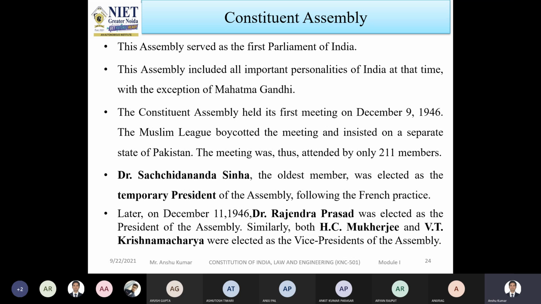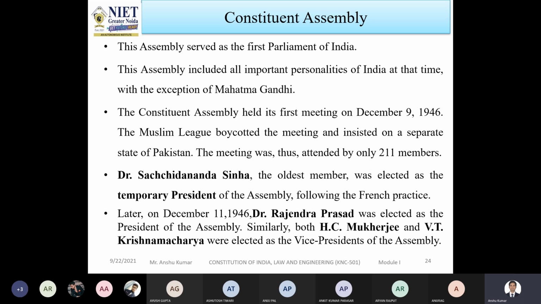The Constituent Assembly held its first meeting on December 9, 1946. Always remember this date. The Muslim League boycotted the meeting and insisted on a separate state of Pakistan. So due to this, the Muslim League boycotted and backed off from the Constituent Assembly. The meeting was thus attended by only 211 members. Effectively, it was reduced to 299.